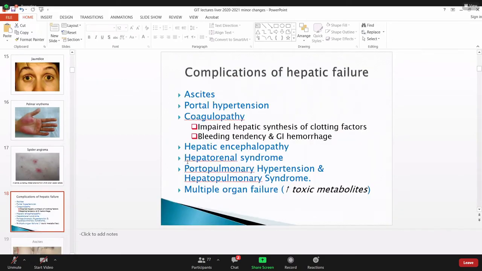Complications of hepatic failure. If hepatic failure is left untreated, what will happen to patients? They develop ascites, which we will discuss. They develop portal hypertension. As we said, there is impaired synthesis of some of the clotting factors, so they sometimes develop GI hemorrhages and have increased bleeding tendencies, and so on. Hepatic encephalopathy, which we will discuss in detail, hepatorenal syndrome, portopulmonary hypertension and hepatopulmonary syndrome, and multiple organ failure.